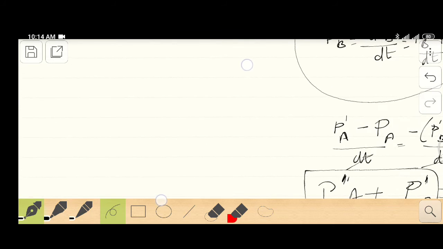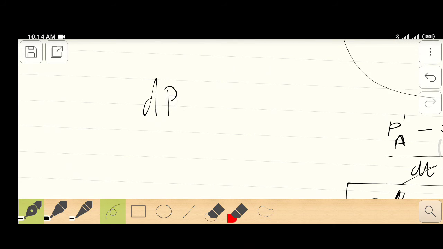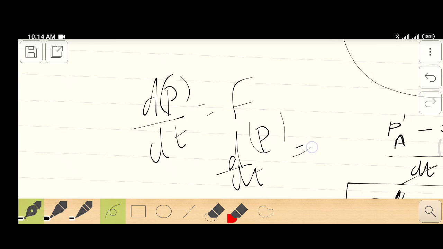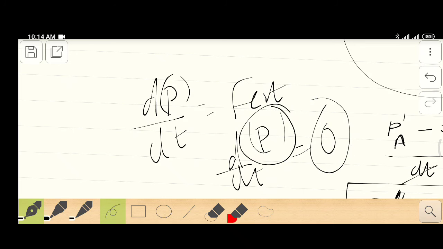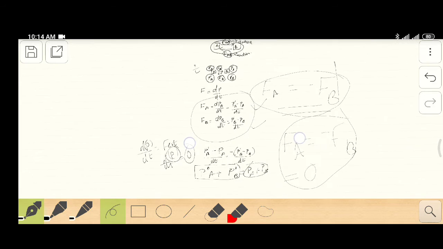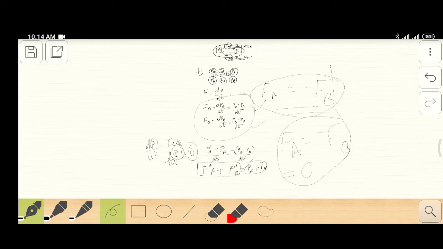In other words, you know that dp by dt is equal to F. If P is a constant, then dP by dt will be equal to 0. That is, if F external is 0, then the P remains a constant. So if the net external force acting over a body is 0, then linear momentum will always be conserved. Okay, so remember this one. If the external force acting over a particular system or a body is 0, then the linear momentum of that particular system will be conserved, or it will be a constant.